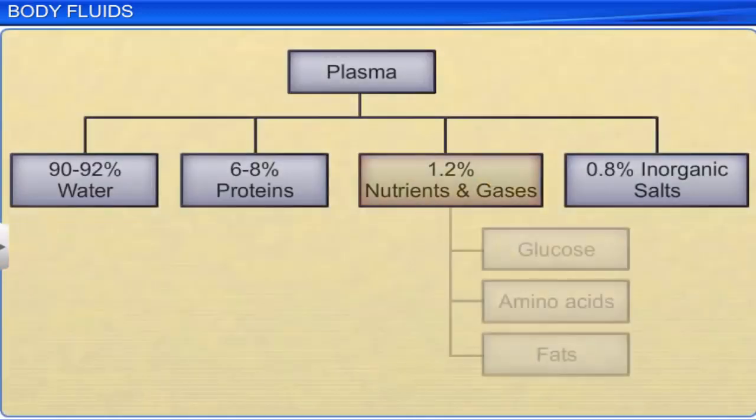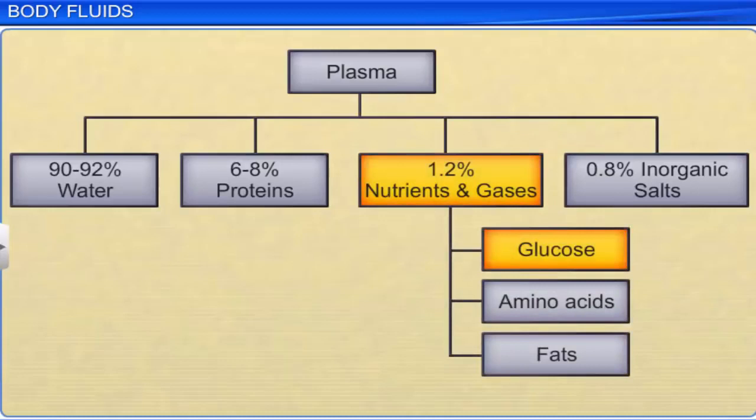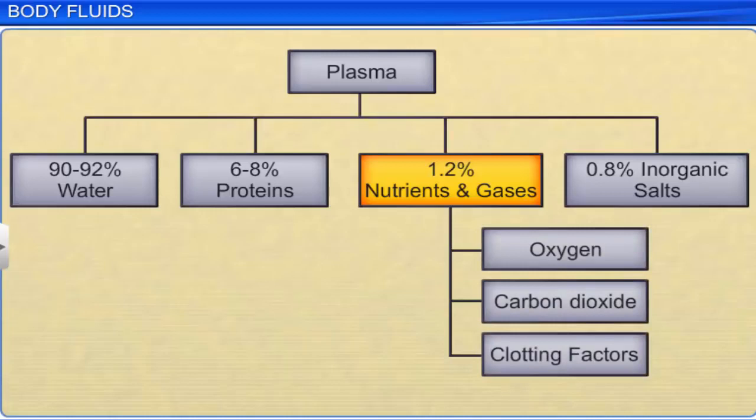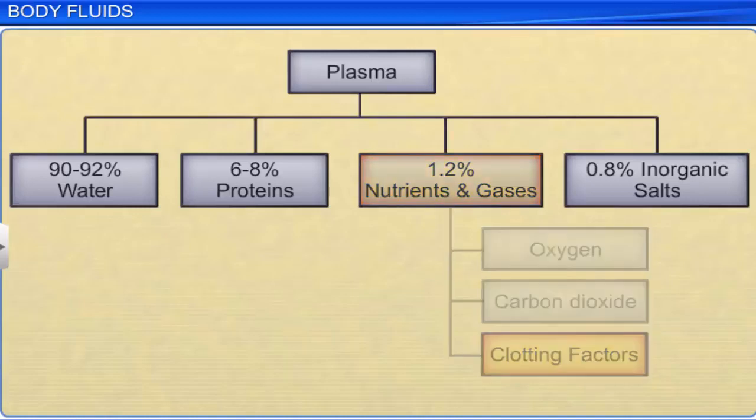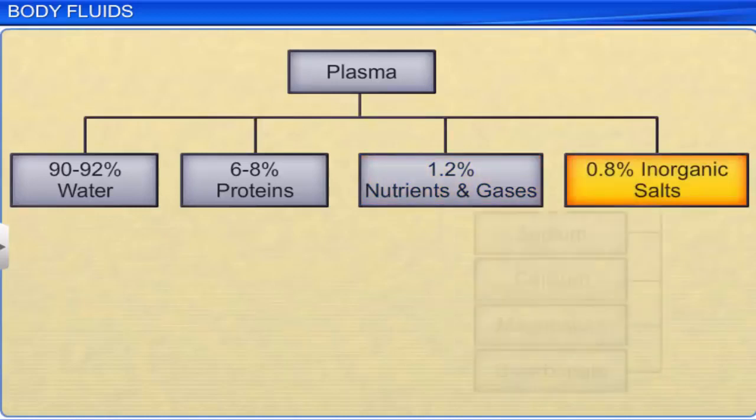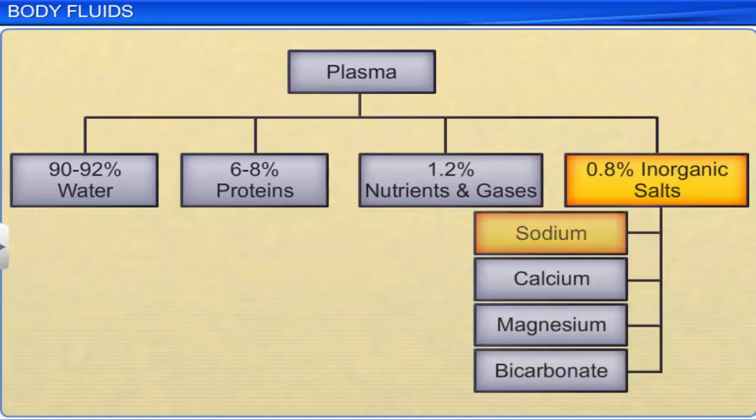Plasma also contains organic nutrients such as glucose, amino acids, and fats, respiratory gases such as oxygen and carbon dioxide, and inactive clotting factors. There are also traces of inorganic salts such as sodium, calcium, magnesium, and bicarbonate in plasma.